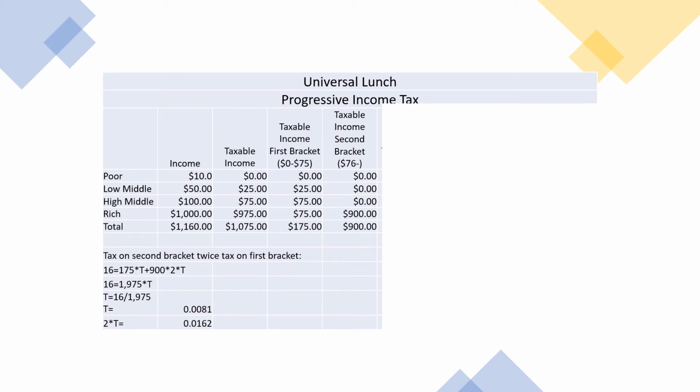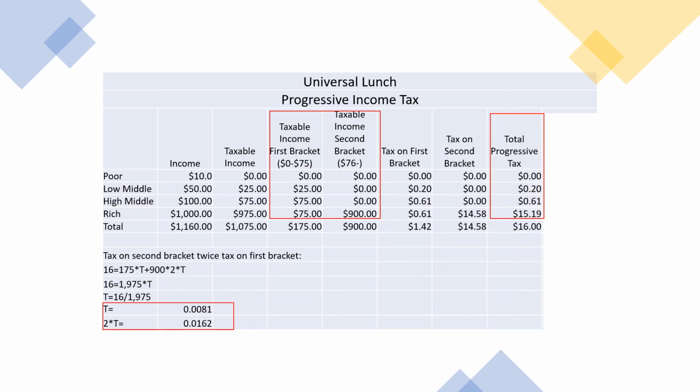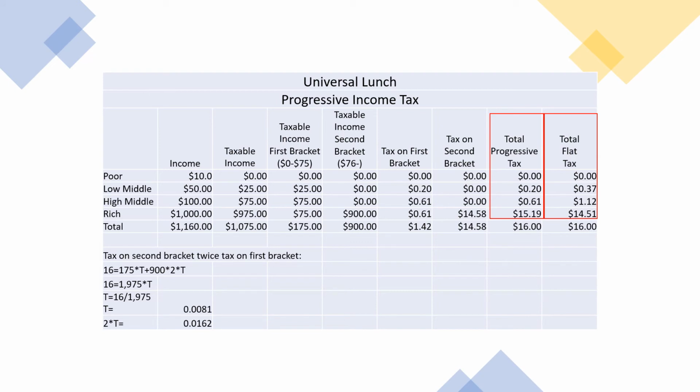When we solve the equation, we get that the tax rate on the first bracket is 0.81 of a cent per dollar, and on the second it is 1 cent 0.62 on the dollar. We apply these rates to the incomes in the first and second brackets, and we get the total tax that each family pays. We can compare the taxes of this progressive system to the flat rate system. We see that under a progressive system, middle-income families pay lower taxes, while the rich pay more.